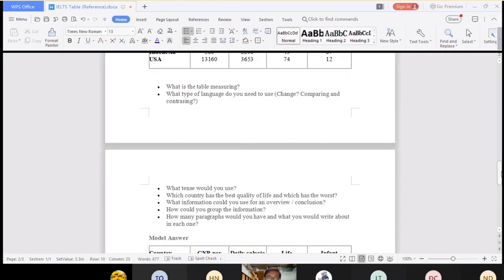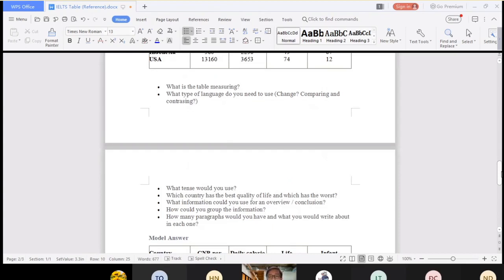Which country has the best quality of life? See, as I have told you 1,000 times, you focus on the most significant features. So here, which country has the best quality of life and which has the worst? The biggest, the lowest, the most outstanding, the least outstanding, right? The highest, the lowest. That's what I want you to remember.